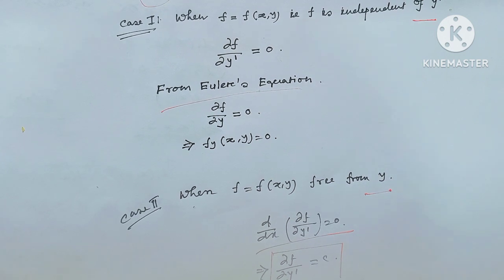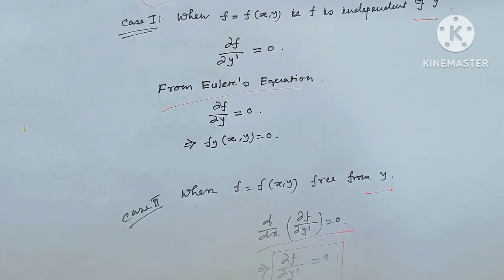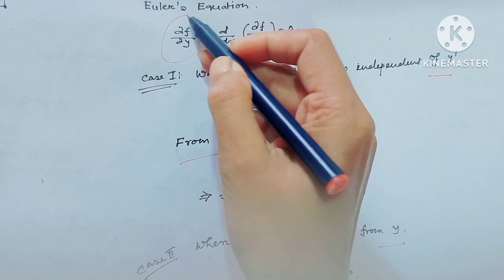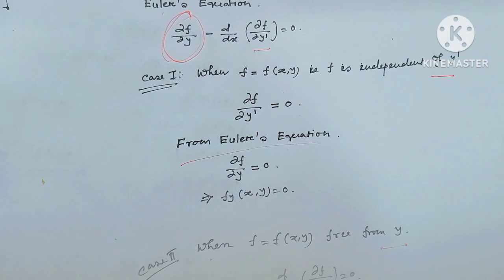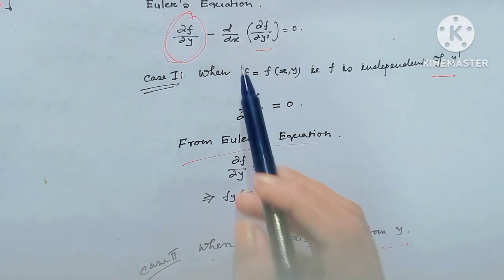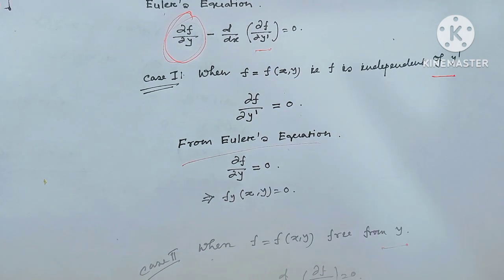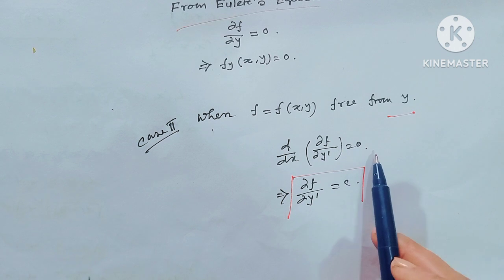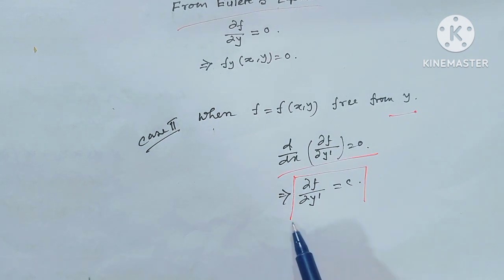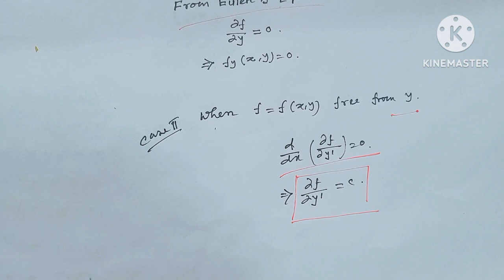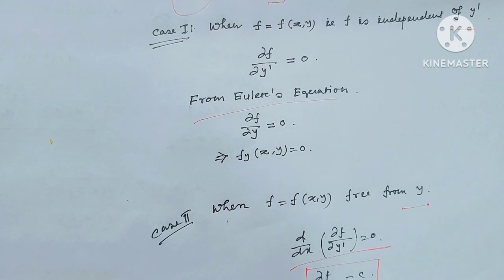And case 2: when f is free from y. Since it is free from y, obviously del f del y equals 0, and from the Euler equation we get d/dx of del f del y prime equals 0. From this equation it implies del f del y prime equals a constant c.